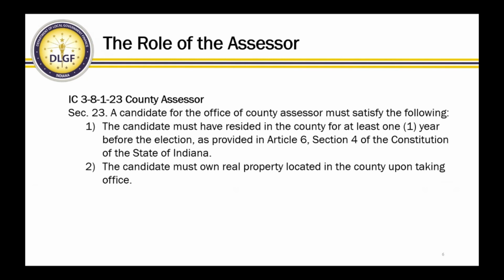That would be a local control issue. But I suspect if somebody owns a house and is planning on moving to another house, you probably would have a pretty good idea of what property you're going to purchase. Unfortunately, the Indiana Code does not address that situation per se. It just states the candidate must own real property located in the county upon taking office.